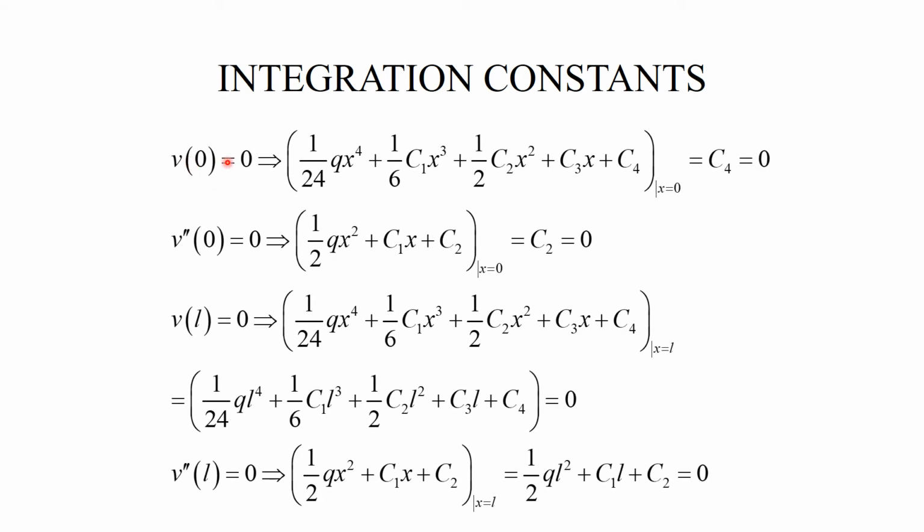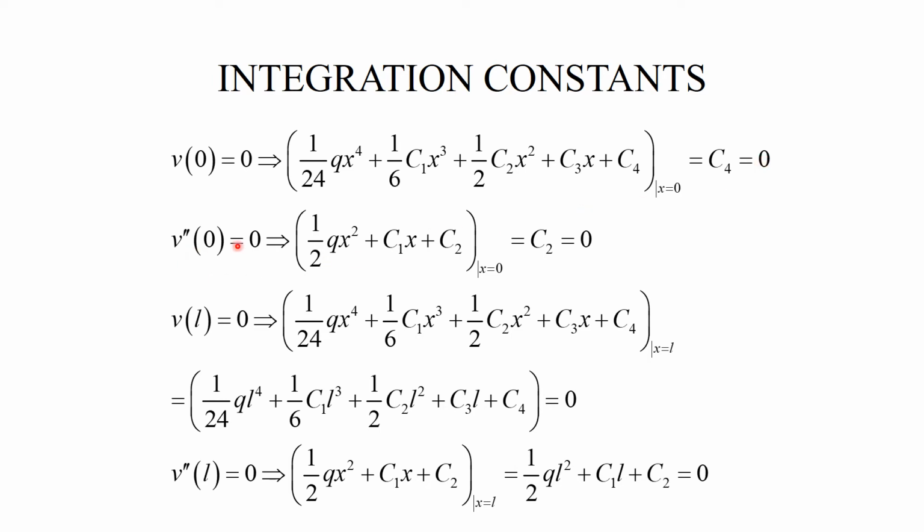We take the expression for V and evaluate it at 0. So that's the expression for V. I substitute x equal to 0, and it's very easy to see that everything except for C4 is equal to 0. So the first boundary condition implies that C4 equals 0.